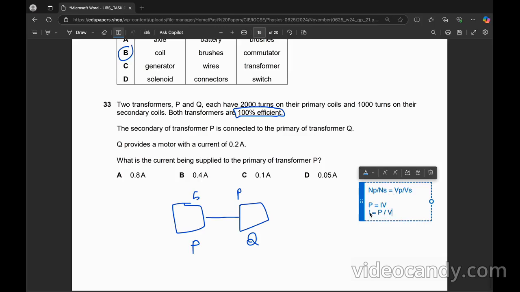So if current is inversely proportional to voltage and voltage is directly proportional to the number of turns, then you can probably assume that the current is inversely proportional to the number of turns. So what I'm trying to achieve here is that also you have to think about whether this 0.2 ampere is in the primary coil or secondary coil of transformer Q.